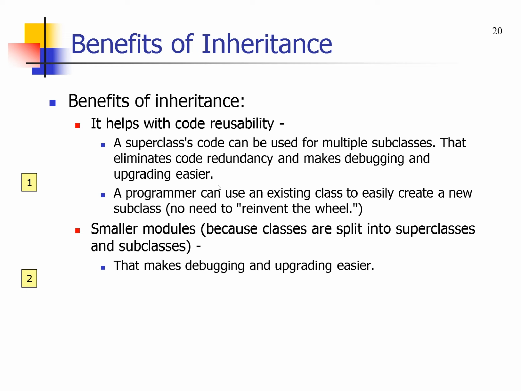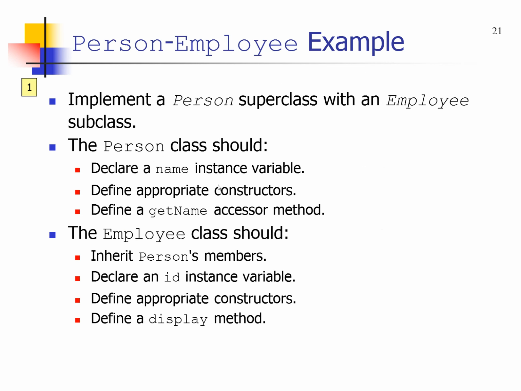All right, benefits. Inheritance helps with code reusability because you can use the same thing over and over and over. Smaller modules. It says the superclass's code can be used for multiple subclasses. Eliminates redundancy, but that doesn't mean just copy it from your partner. A program can use an existing class to easily create a new subclass. We could also have smaller modules. We're going to see an example here in just a second.